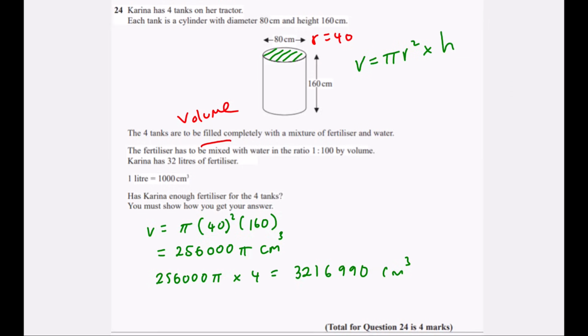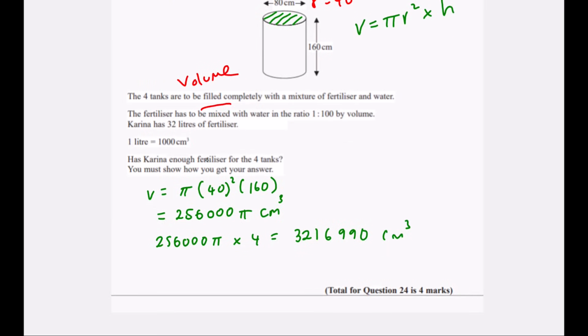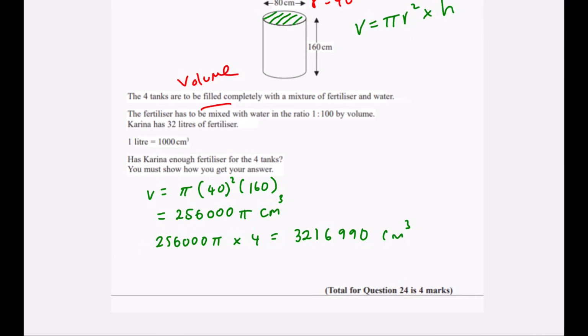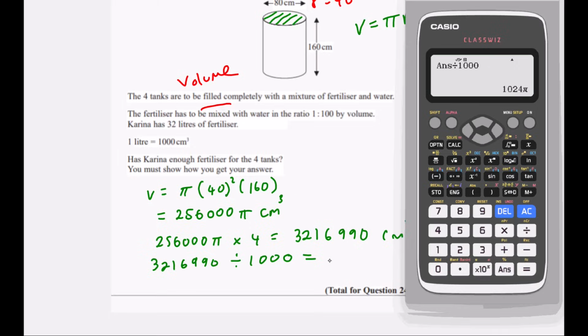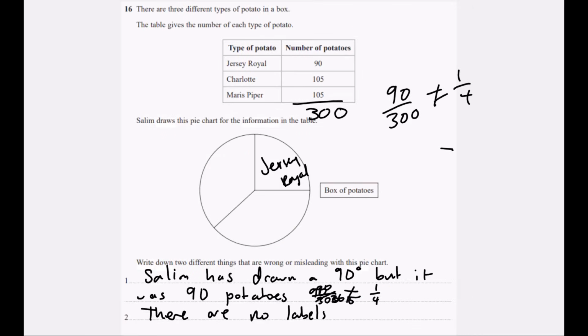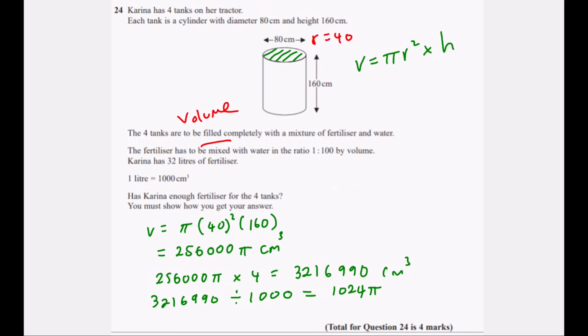That's our total volume. A litre is 1,000 centimeters cubed. Divide it by 1,000, and that will be in litres now. So 321,690 divided by 1,000 is 1024 pi. I'm leaving it in terms of pi. It doesn't matter if I change it to a decimal. It's just easier to write down. So that's litres now, not centimeters cubed. Litres.